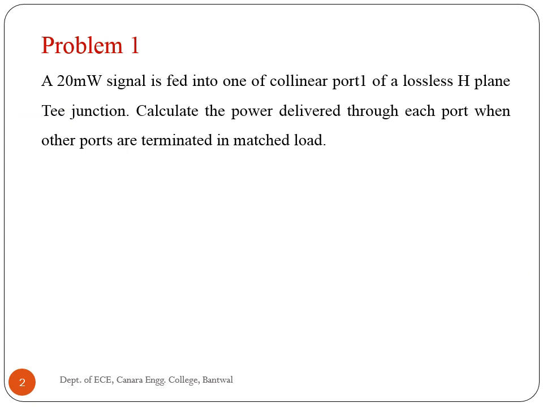First problem: a 20 milliwatt signal is fed into one of the collinear ports, port 1, of a lossless H-plane T junction. Calculate the power delivered through each port when the other ports are terminated in matched loads. Solution.